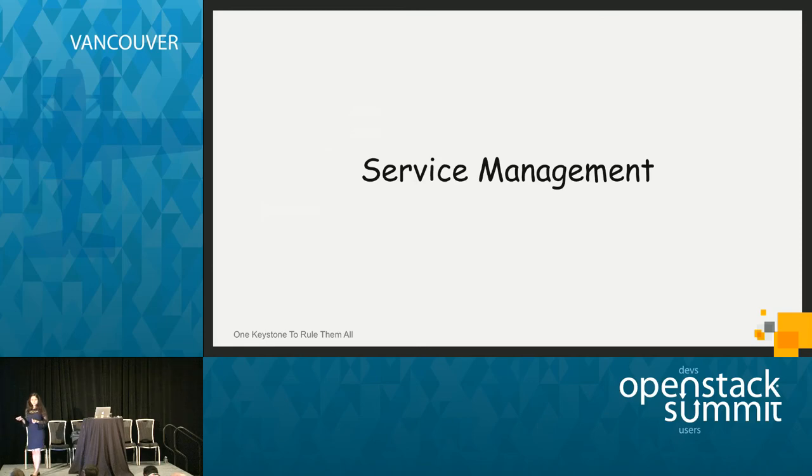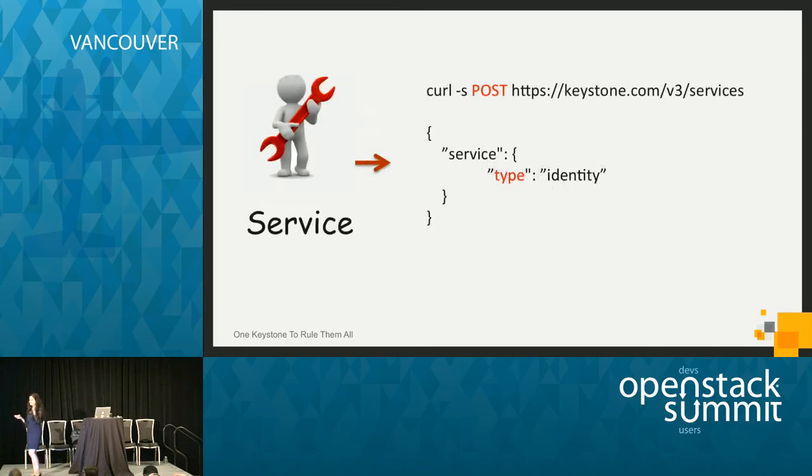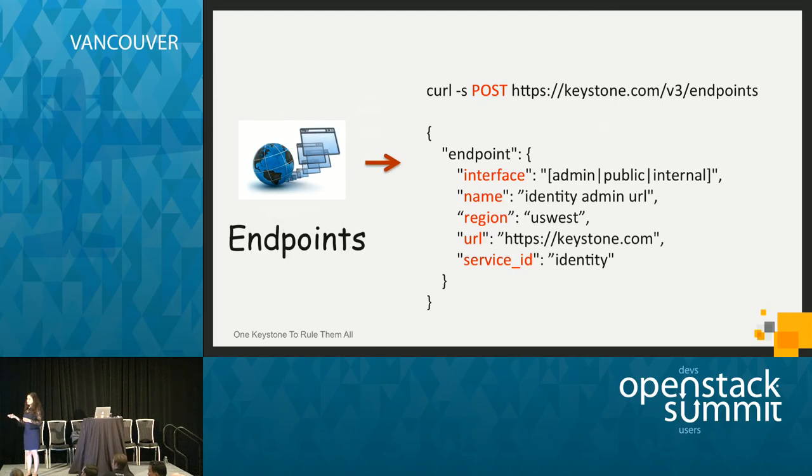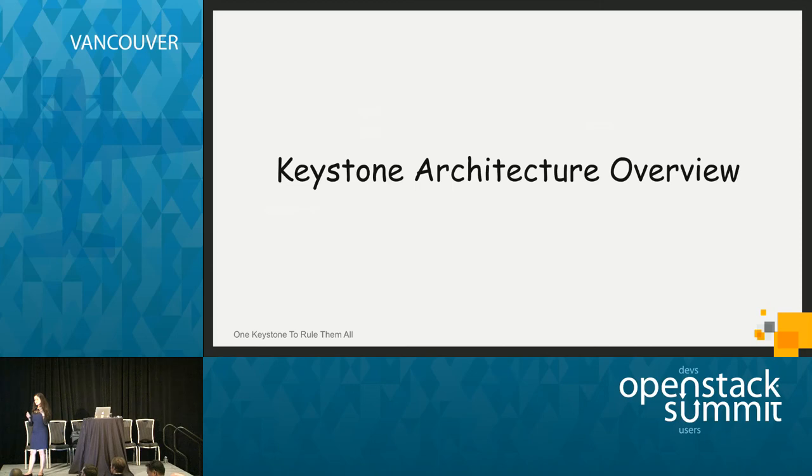Keystone also supports service management. All of your OpenStack services are registered in Keystone, and they can belong to one region or multiple regions. A region is basically geographically distributed. It can be within an OpenStack cloud, within one rack, or within a different data center. A region can even be defined for that rack or a different data center. And endpoints are generally associated with the services themselves and the region they belong to. So this was a very high-level, maybe 5-minute overview of what Keystone is about.